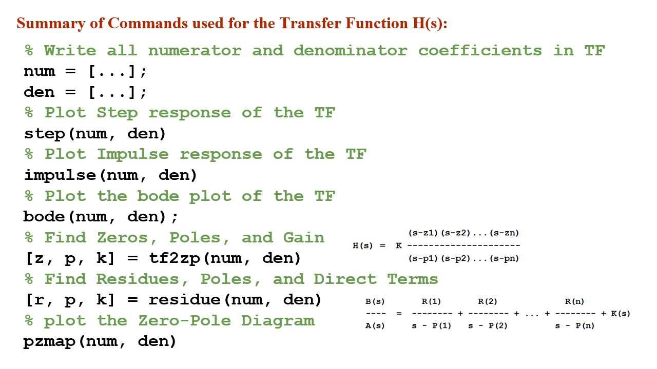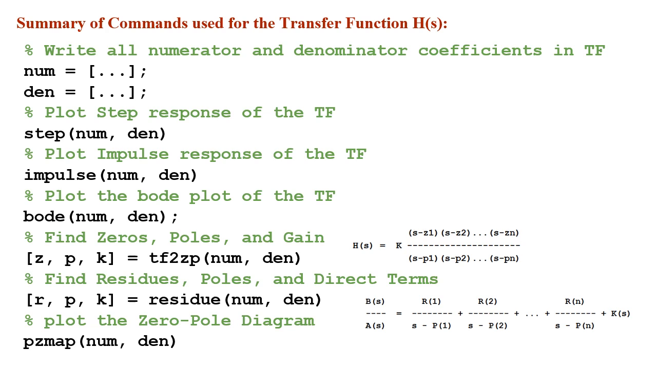Next, to plot the step response, this function is simply step, and it takes the numerator and the denominator as inputs. If your code requires you to plot more than once, remember to use the keyword figure to open a new figure window each time you want to plot something. Next, to plot the impulse response, you can simply call impulse. To plot the bode plot, you can call bode. And to find the zeros, poles, and gain, you can call tf2zp. And make sure you provide the numerator and the denominator as inputs.